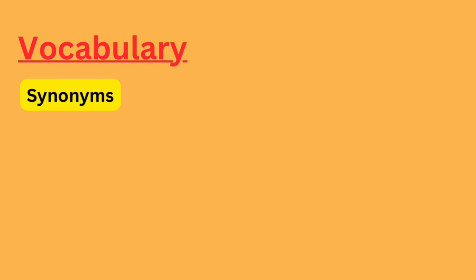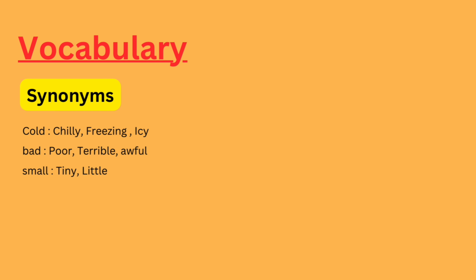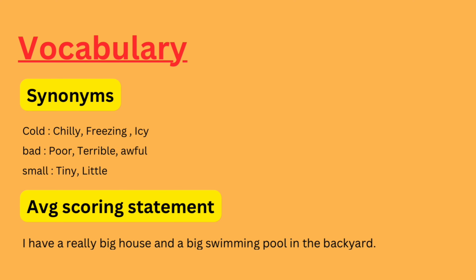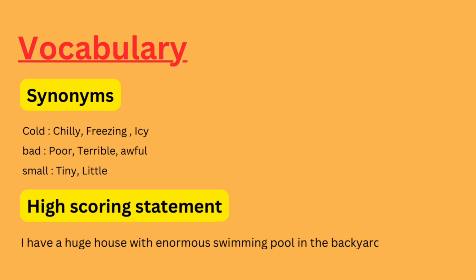Next up is vocabulary. You have to make sure that you are not repeating the same words again and again in your answer. This is why you should work hard on learning synonyms for the most commonly used words. For example, cold can be replaced by chilly, freezing, icy, etc. Or bad can be replaced by poor, terrible, awful, etc. Or small can be replaced by tiny or little. Now let's look at an average scoring example sentence. I have a really big house and a big swimming pool in the backyard. Now this statement can be replaced by I have a huge house with an enormous swimming pool in the backyard.